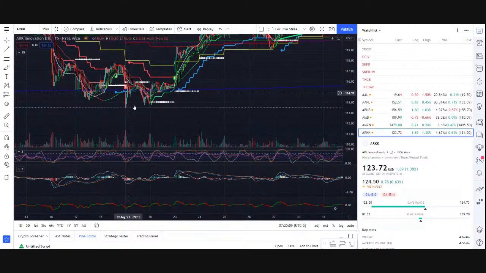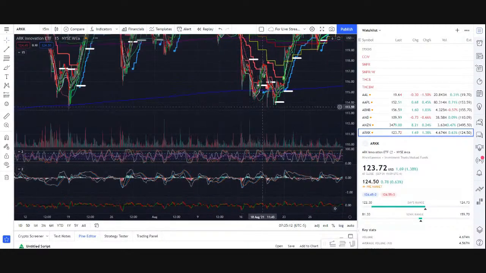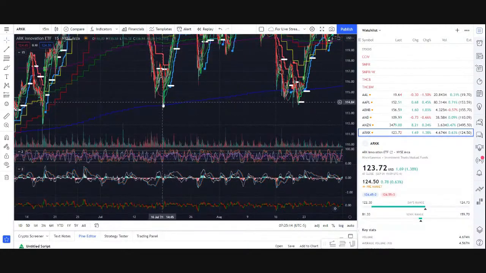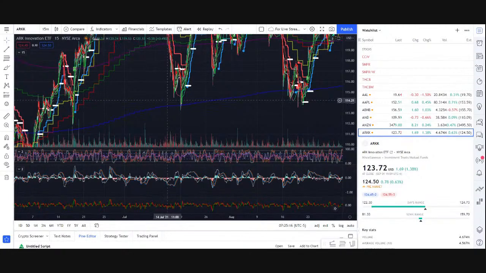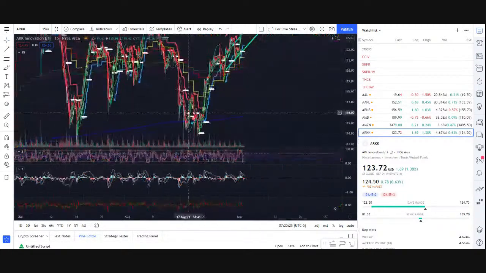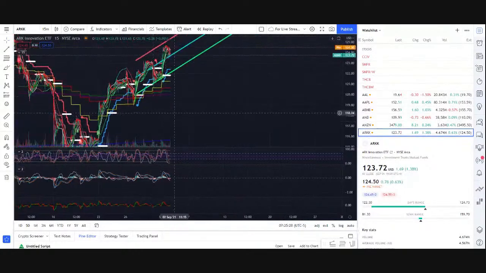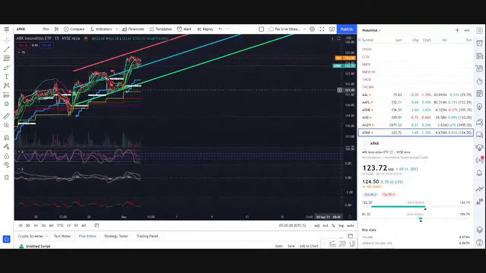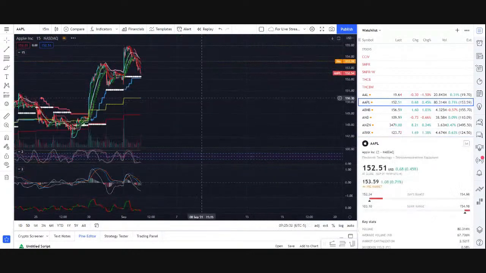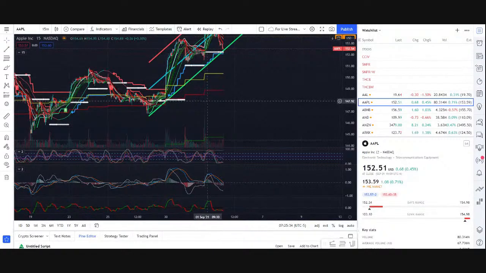I believe there's a verified support here. Yes, there is. A verified support line that was down here. So you could have waited to see if this was going to hold, even though it was a little below the 200 EMA. We could just wait to see if that support was going to hold if you had entered right here for a swing. All right. So there's a couple stocks. Let's go look at Apple.